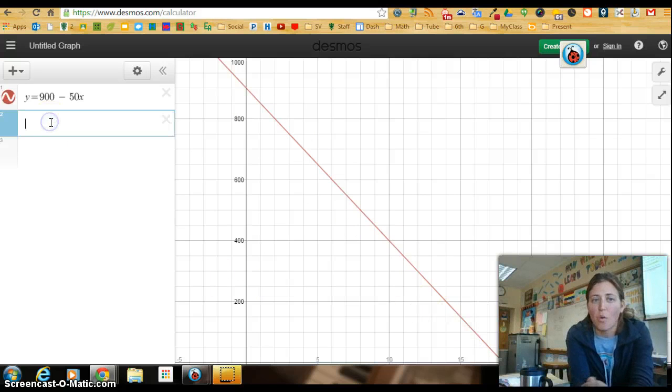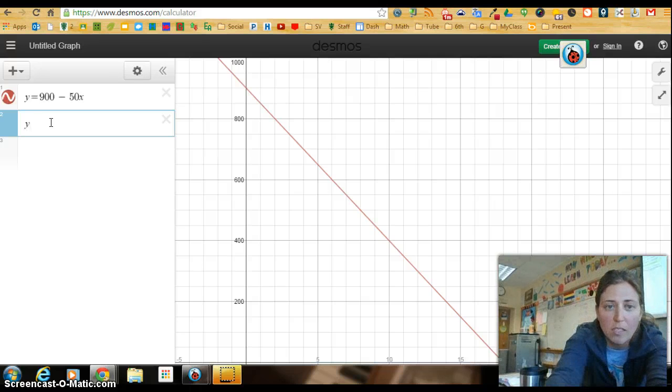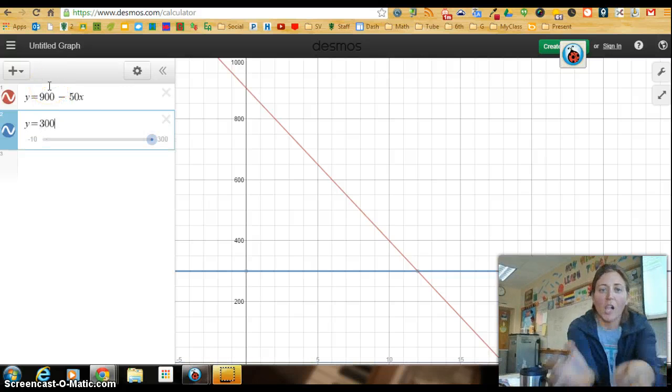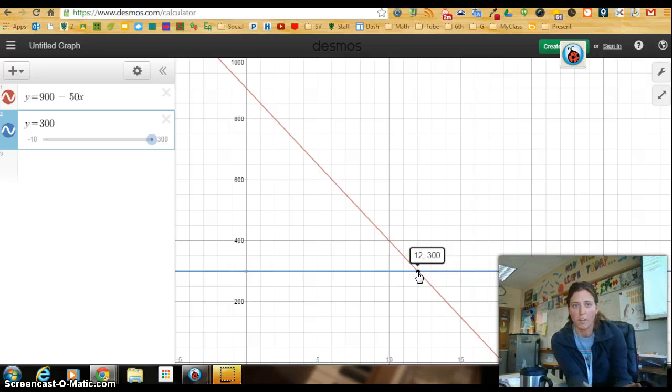Now knowing this horizontal and vertical axis thing, I can ask, what happens when I get to $300? What day is that going to be on? So my total has to be $300, so y equals 300. And all of a sudden, I have this amazing line that tells me the intersection of where my bank account money, the red line, hits this $300, the blue line. So what day is it going to happen? What does x equal there? It equals 12. So it's on day 12.